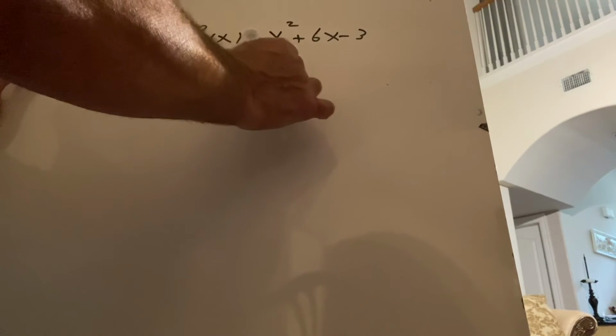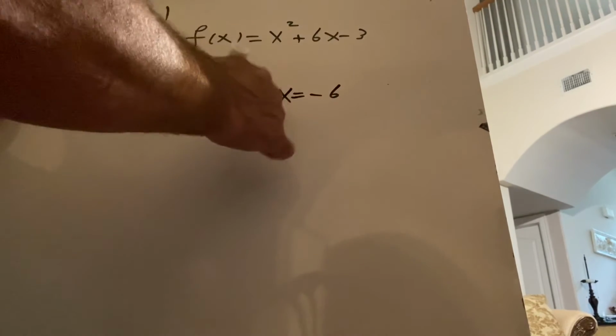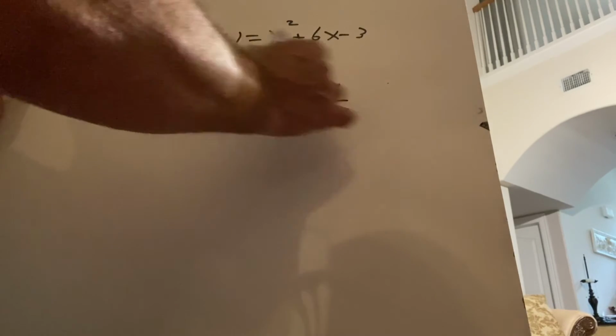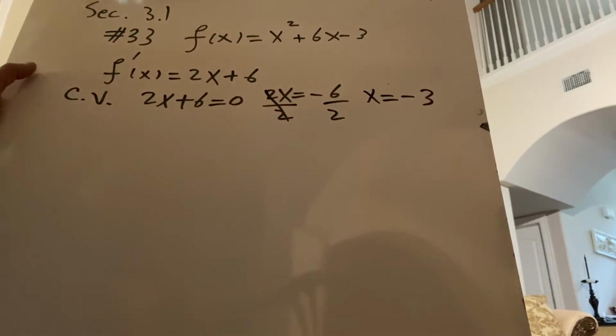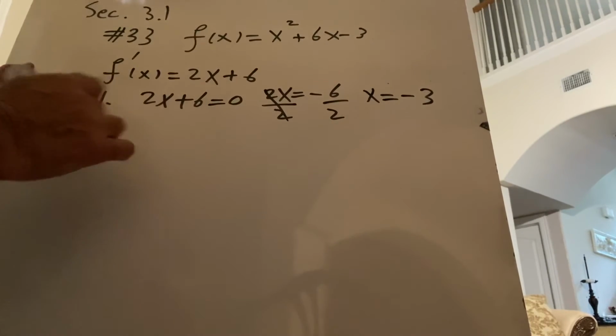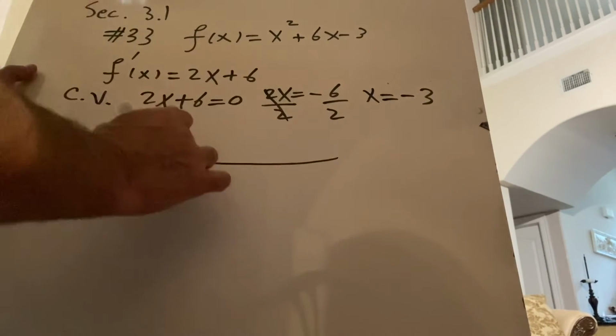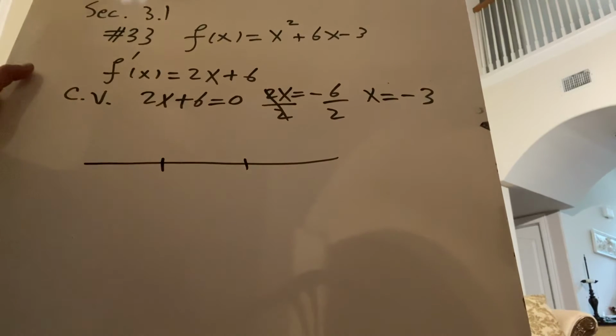So as the 6 goes there, it becomes negative 6. And then to remove the 2, we divide by 2, which of course says x is negative 3. So the only critical value this function has is negative 3. Now to find the relative max or relative min, which is the next question. Also here, they want to know where the function is increasing, decreasing.